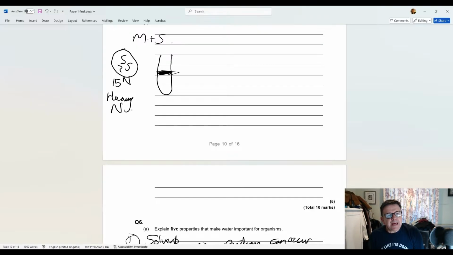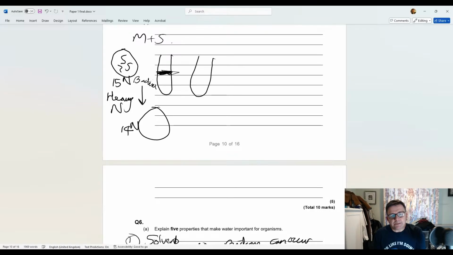They then took the 15N bacteria and put it into agar that had 14N. So they took the bacteria that they produced and put it in the 14N, and then they allowed them to replicate. Oh, God, that's awful. Right, let's do that again.